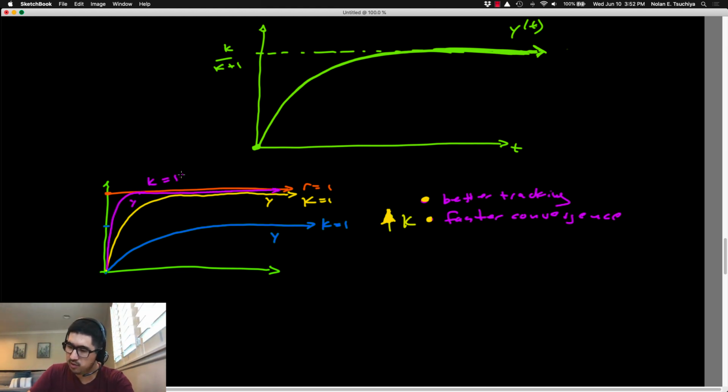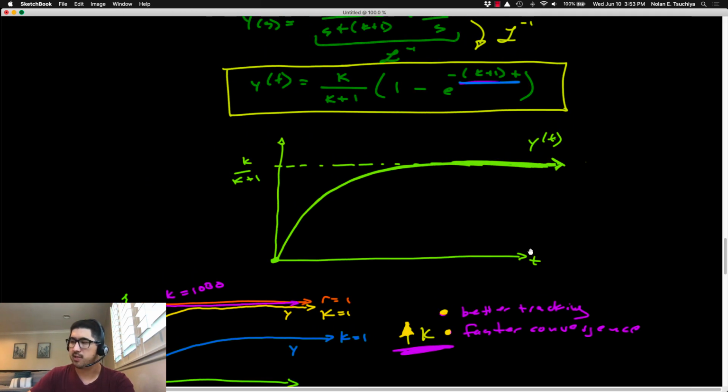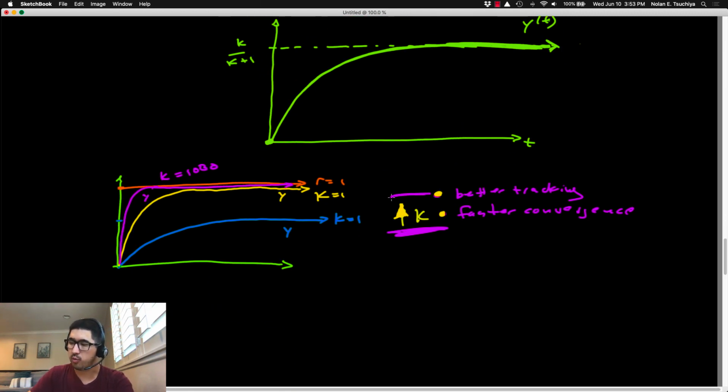So this would be k equal to 1,000. And so it appears that the higher k is, the better we're going to track and the faster we're going to converge. Sounds too good to be true, right? And that's because it is. This is what I mean by the design process is often limited by the reality of what can be implemented. Theoretically, we'll just keep increasing k and getting better and better performance.